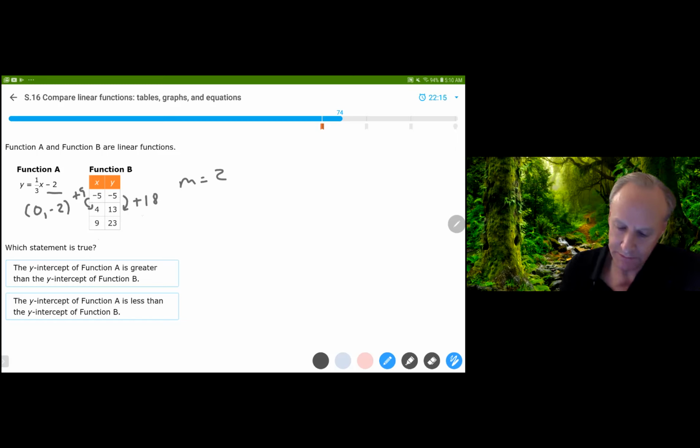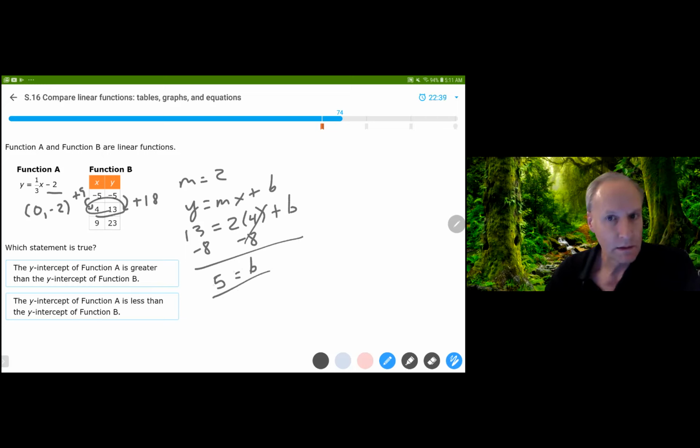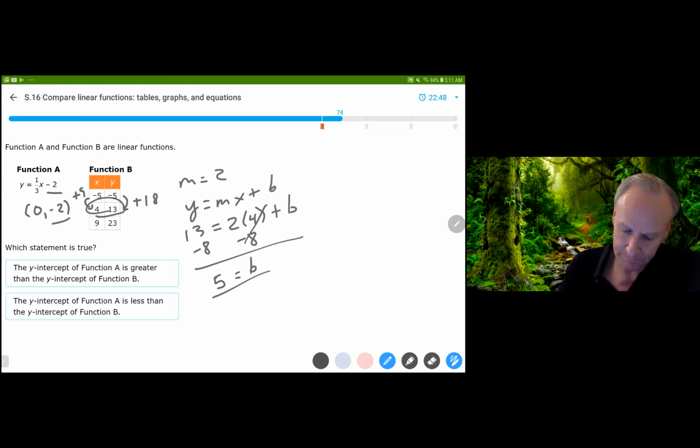So I'm going to go ahead and substitute it into my y equals mx plus b. And I'm going to use this one, 4, 13. So 13 is my y value, 2 is my slope, 4 is my x, plus b. I'm going to subtract 8 from both sides. And b is equal to 5, isn't it? Got it? And if b is equal to 5, and this b is equal to -2, then a is much smaller, isn't it?